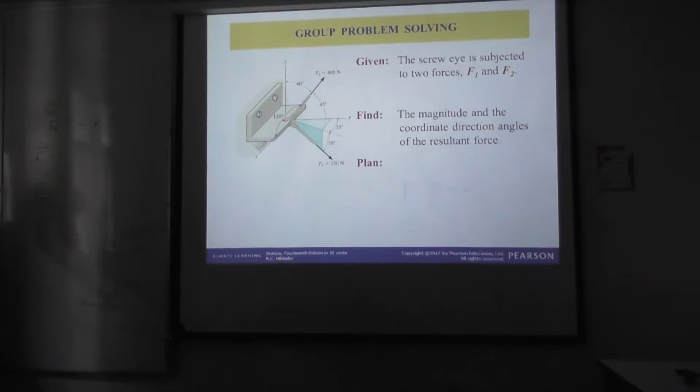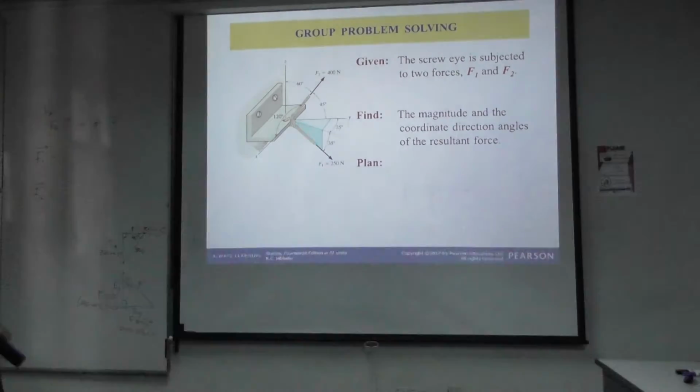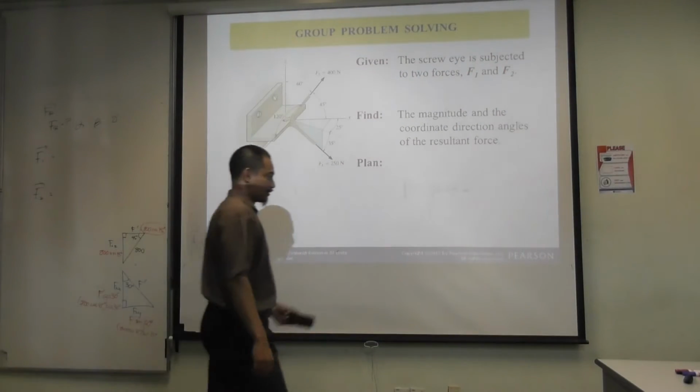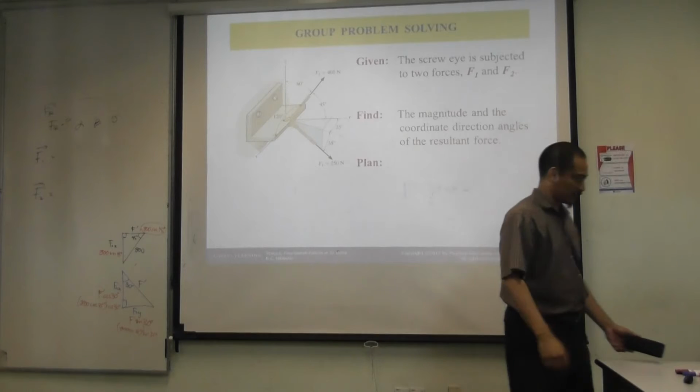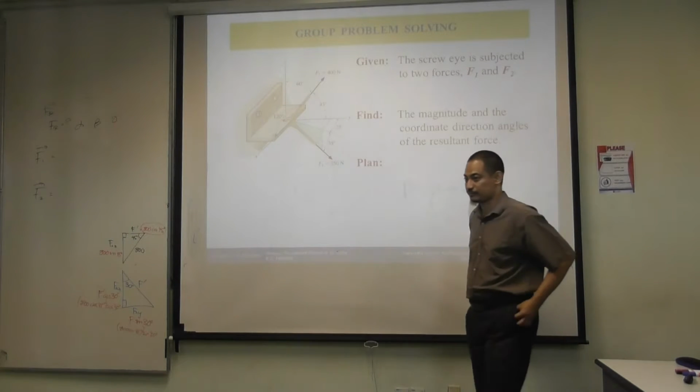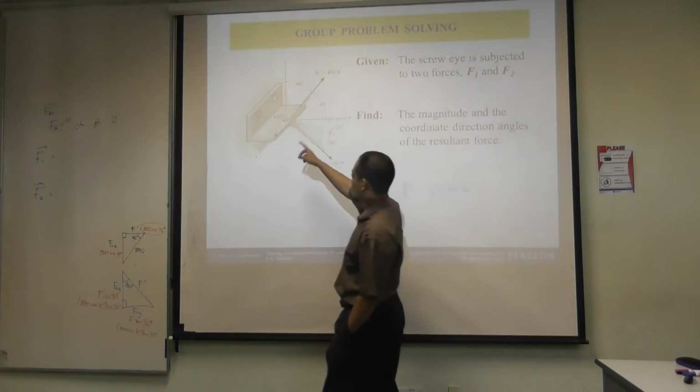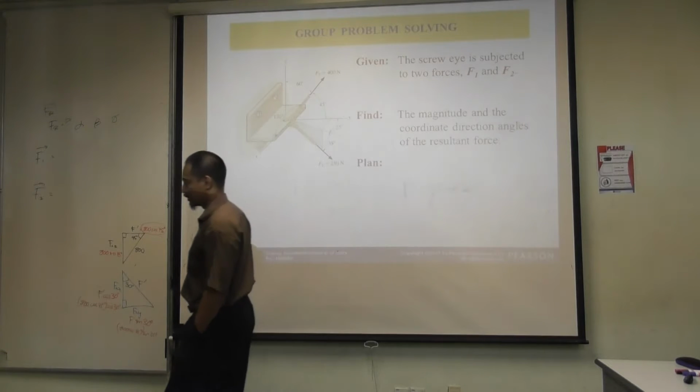So there's 120, 45 and 60, and then they have 25 and 30, right? Let's take a look whether you can determine the XYZ components of each of F1 and F2. There are two different concepts here, right? Alpha, beta, gamma, and the triangles.